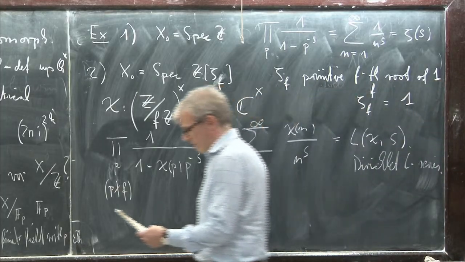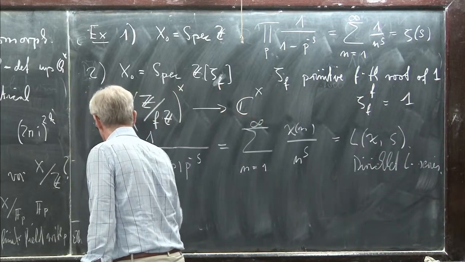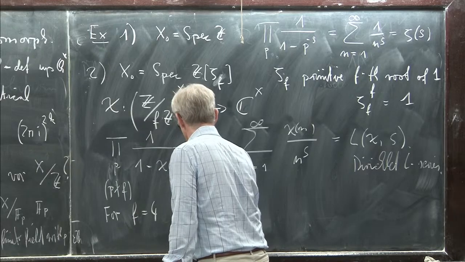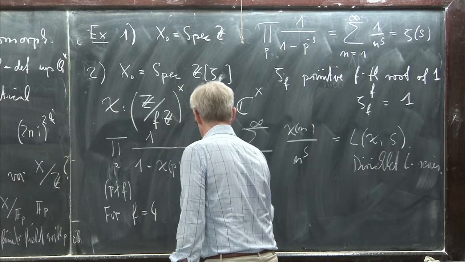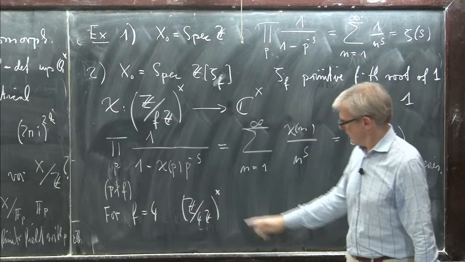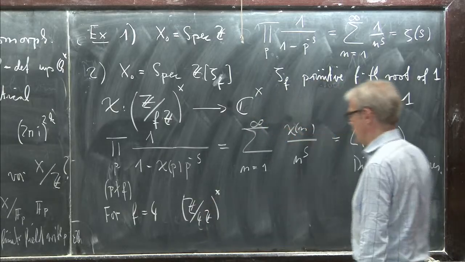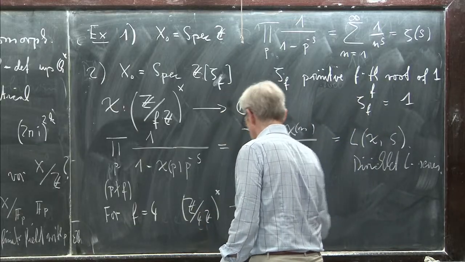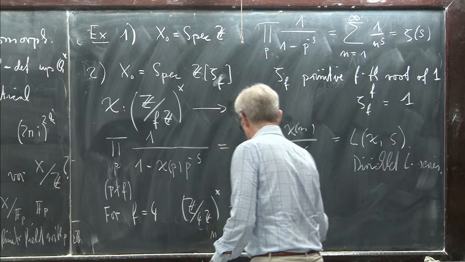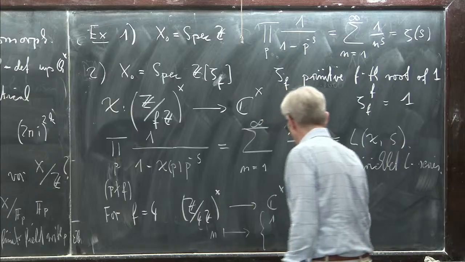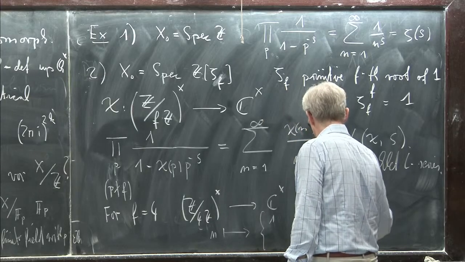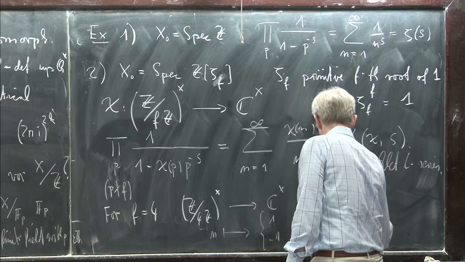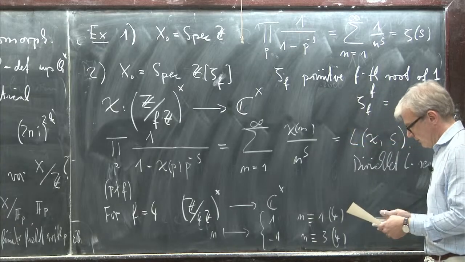Okay, let me give a specific example here. Example 1, for f equals 4. This group consists of exactly 2 elements, namely 1 and 3. These are the only invertible things. And we consider the following character to C star. So n goes to 1 if n is congruent to 1 modulo 4, and it goes to minus 1 if n is congruent to 3 mod 4. Yeah? So this we can do.